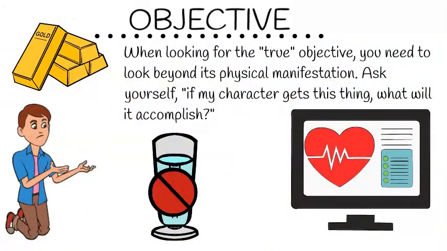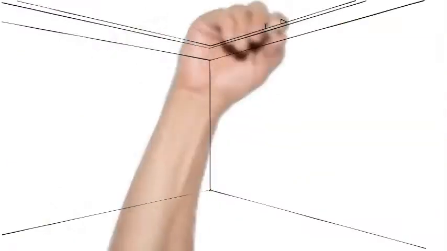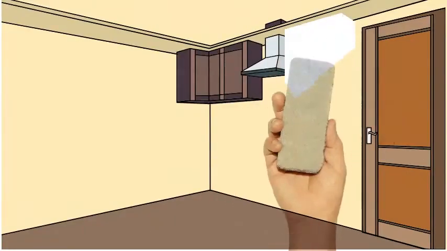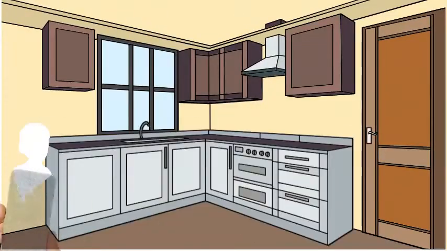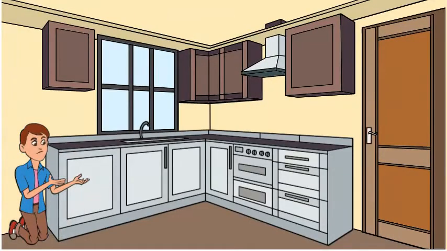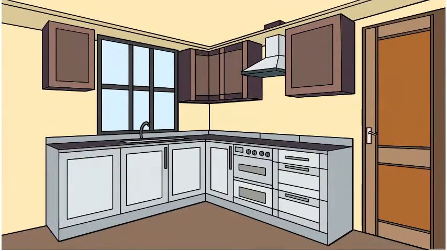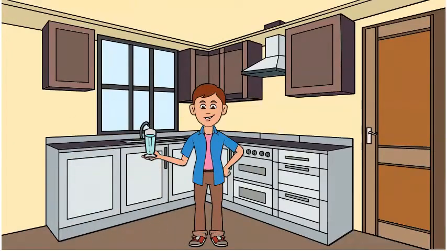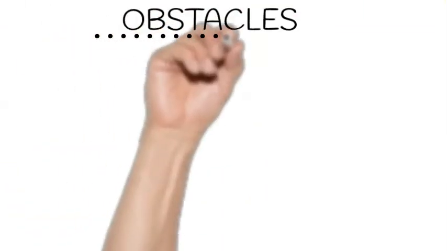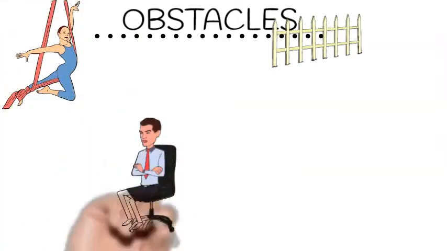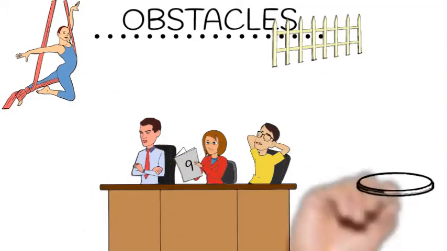While most objectives take a physical form, it is what that thing represents that is the true objective. But this alone does not make conflict. If I was dying of dehydration, but there was nothing to stop me from standing up, walking to the cupboard, pulling out a glass, and filling it with water, there would be no tension. This is why we need obstacles, something that stands in the way between the character and what they are searching for.